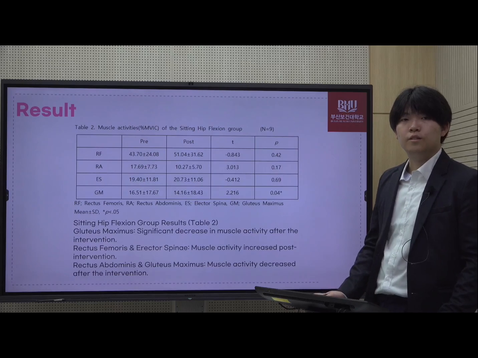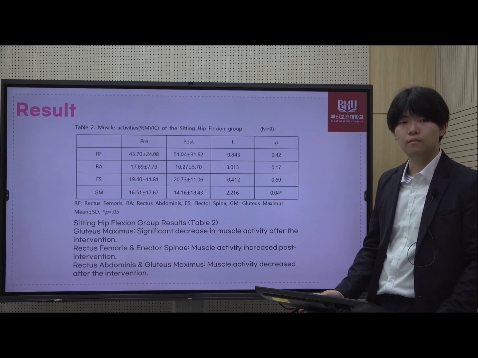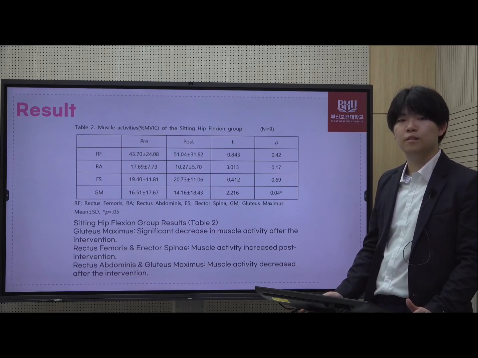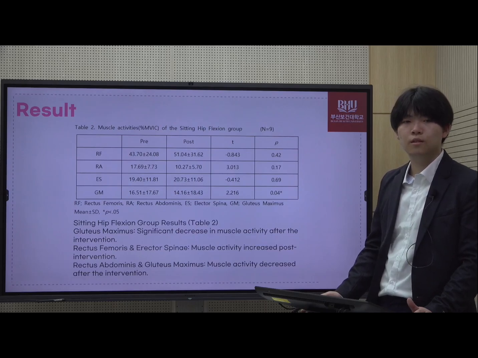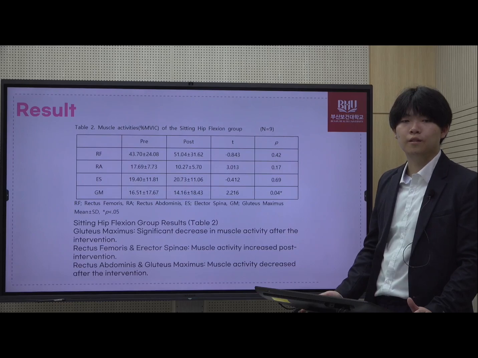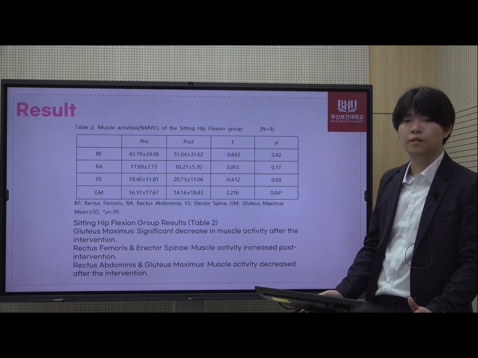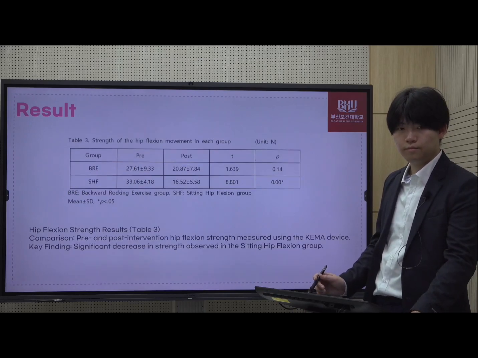Table 2 is muscle activities of the sitting hip flexion group. A significant decrease in muscle activity after the intervention could be observed in the gluteus maximus. Muscle activity increased post-intervention in the rectus femoris and erector spinae. Muscle activity decreased after the intervention in the rectus abdominis and gluteus maximus.